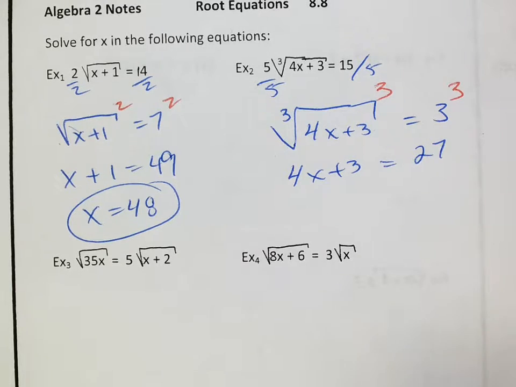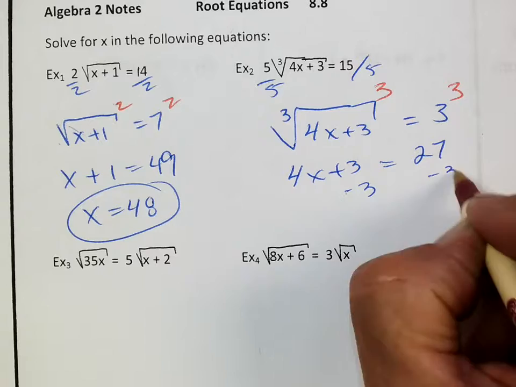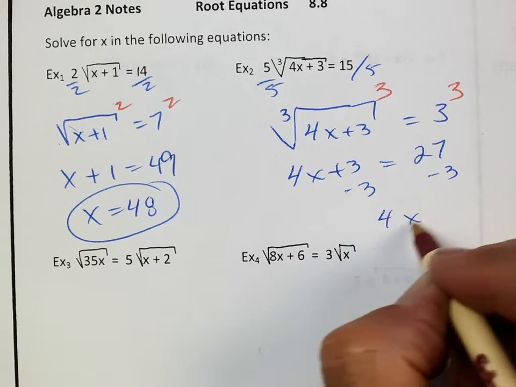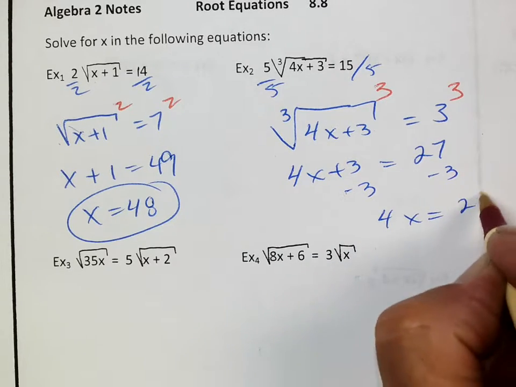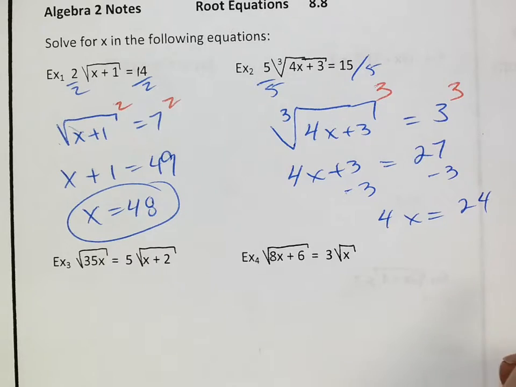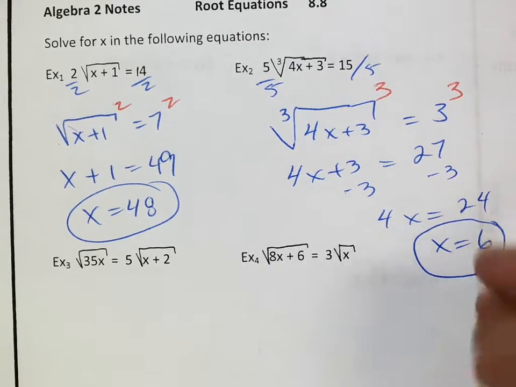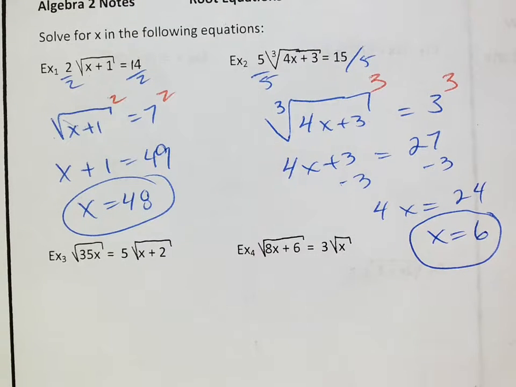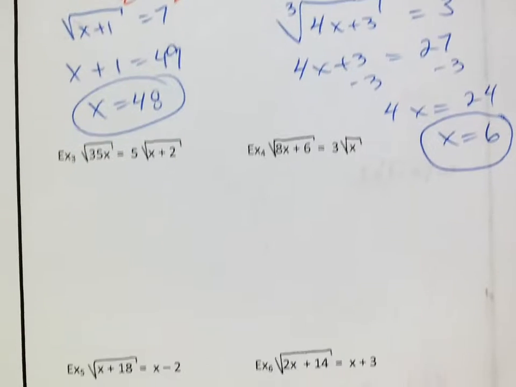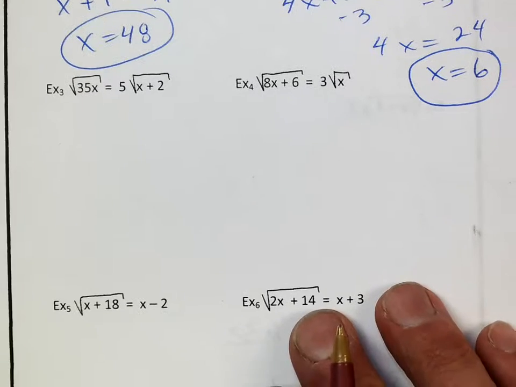Okay, now minus 3, right? Minus 3, minus 3. I've got 4x equals 24. Divide by 4, x is 6. Okay, how am I doing? Good? Okay. Carlos is with me. Everybody else with me? Okay. Slide it up. Am I going too fast or am I good?